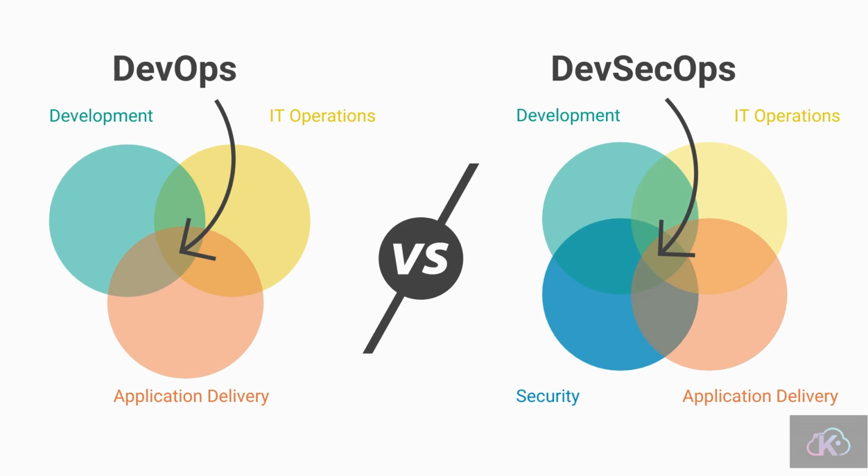So the mindset of DevSecOps is basically to start thinking of security from the time you have designed your application, and from the time you have started your architectural design.